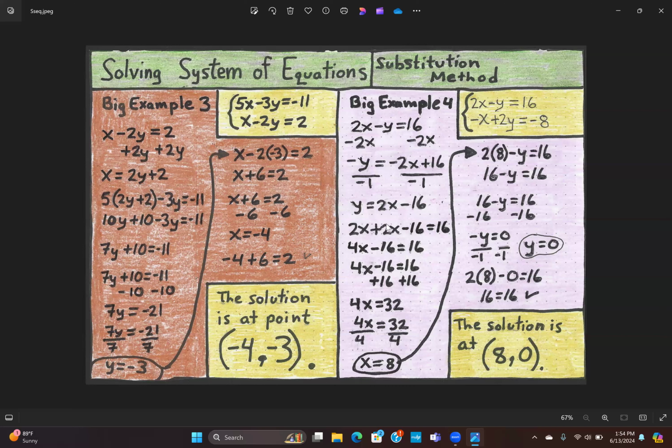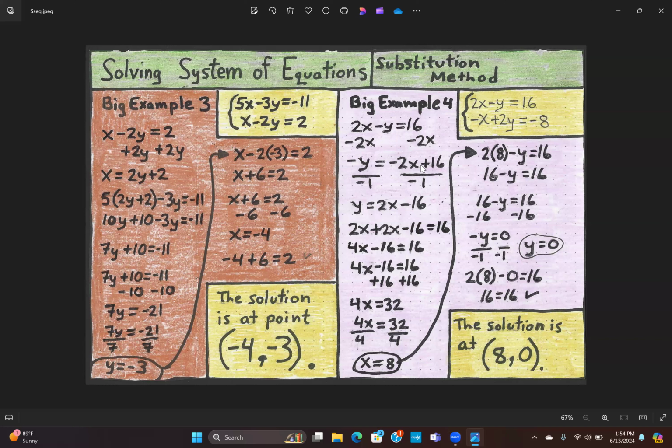And let's move on to big example 4, in which we have 2x minus y is equal to 16, and negative x plus 2y is equal to negative 8. Let's pick on this top one because it looks like it's going to be the easier one to work with. To get y all by itself, let us subtract 2x from both sides. And now we have negative y is equal to negative 2x plus 16.